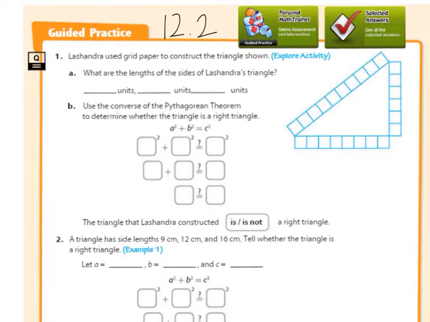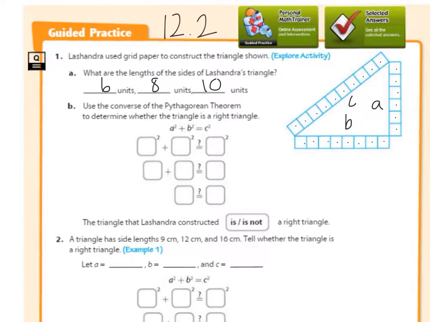Okay, taking a look at number 1. Lashandra used grid paper to construct the triangle shown. What are the lengths of the sides of Lashandra's triangle? Let's make this A, B, and C, and we'll do A first. That is 1, 2, 3, 4, 5, 6 units. Next one would be 1, 2, 3, 4, 5, 6, 7, 8 units. And that last one is 1 through 10 units.